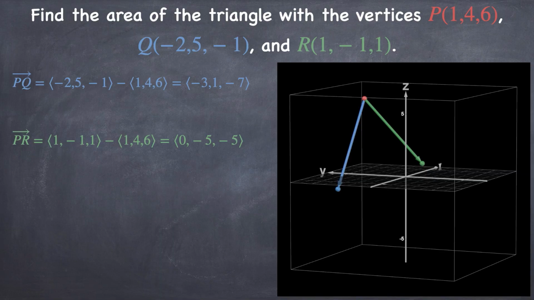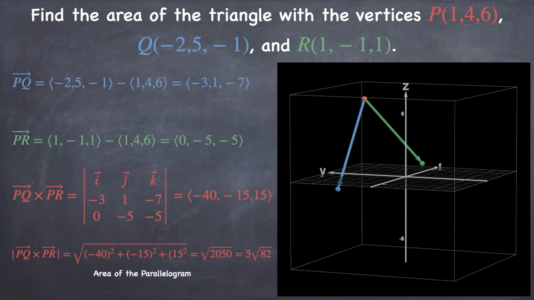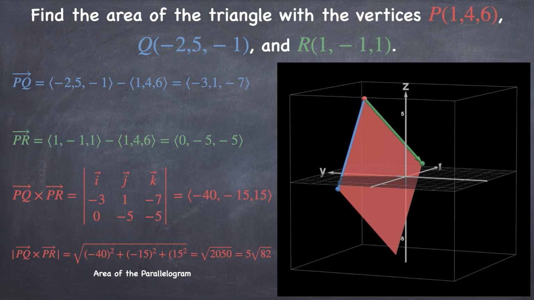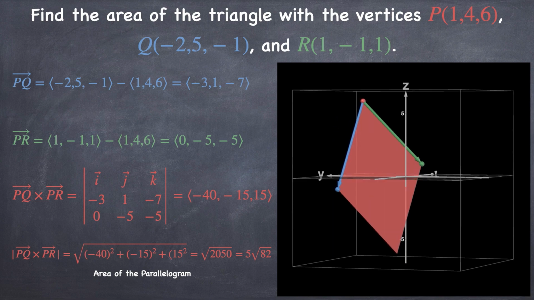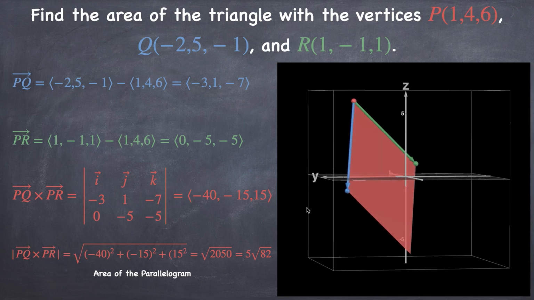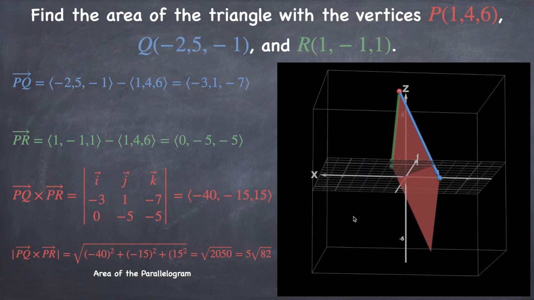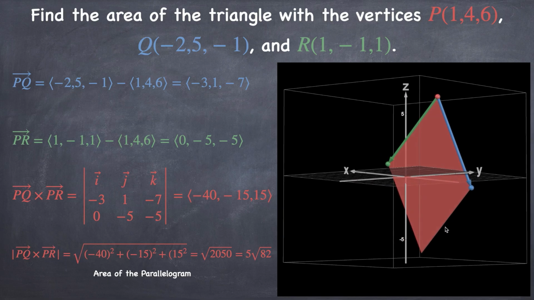And the property here that we can use to our advantage is that if we take the cross product of these 2 vectors and then take the magnitude of the cross product, so the cross product will give us a vector, the magnitude of that vector is going to be equal to the area of the parallelogram spanned by the vectors. And so this is what that parallelogram looks like.